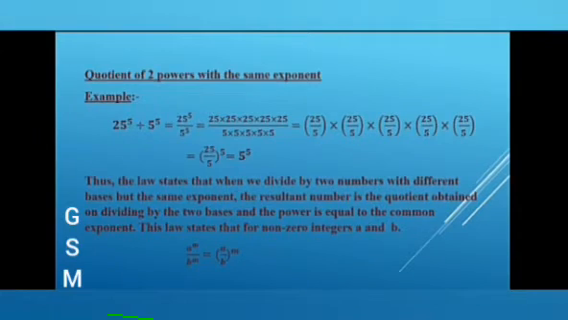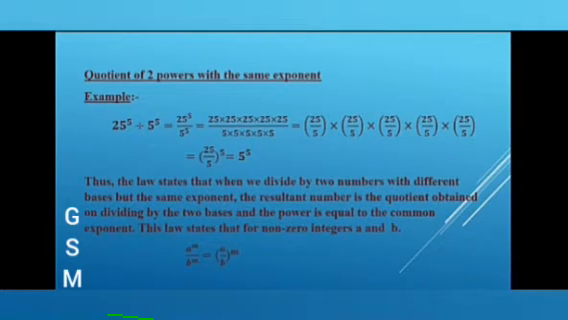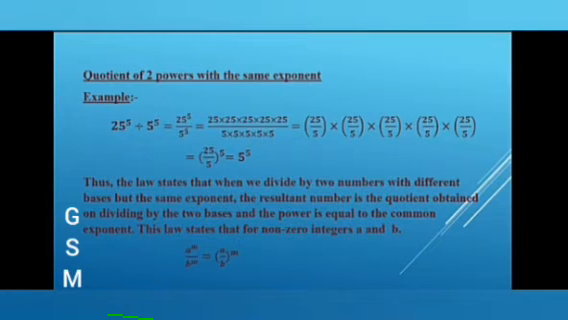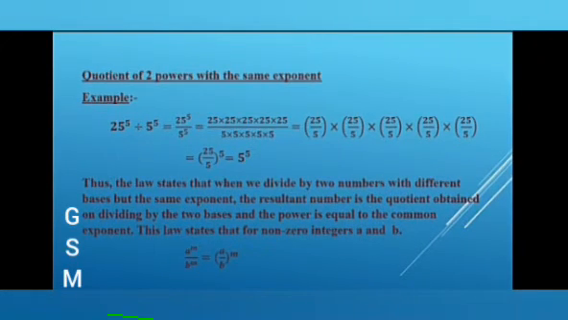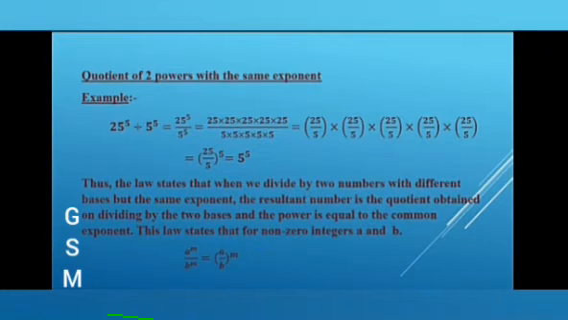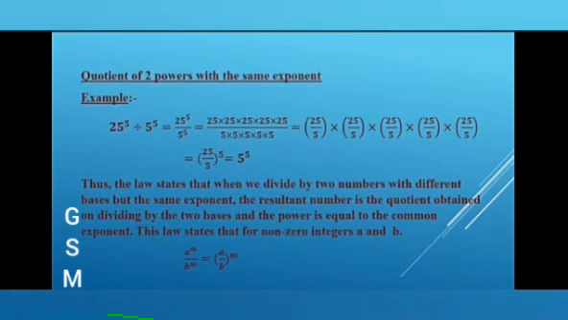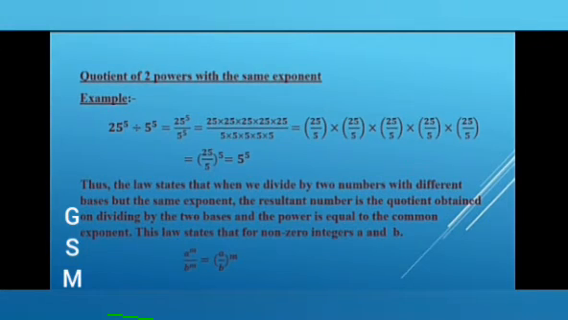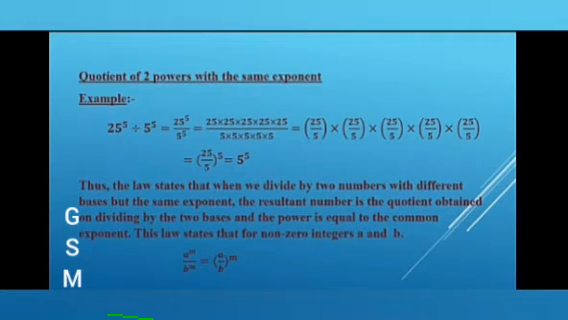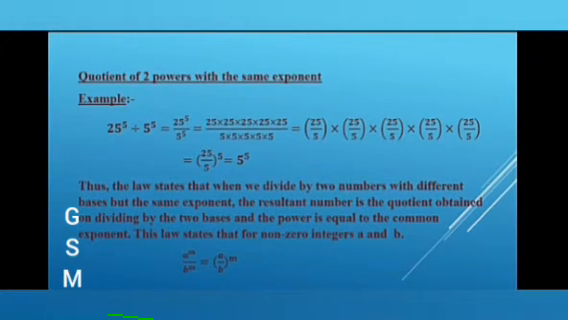Next, quotient of two powers with the same exponent. For example, 25 to the power 5 divided by 5 to the power 5 equals 25 into 25 into 25 into 25 into 25 divided by 5 into 5 into 5 into 5 into 5, which equals 25 by 5 the whole power 5, which is equal to 5 to the power 5.